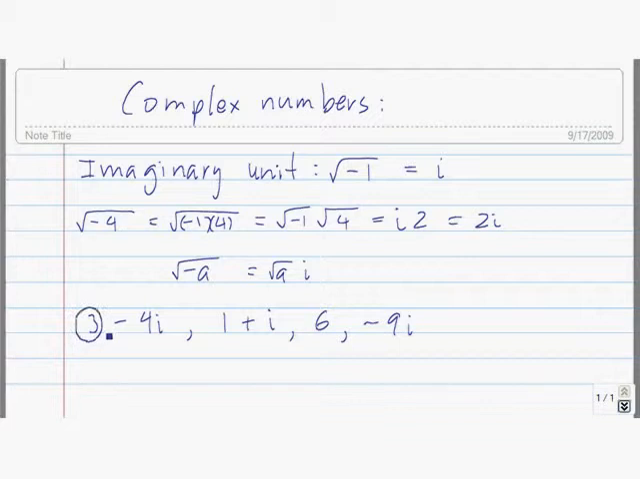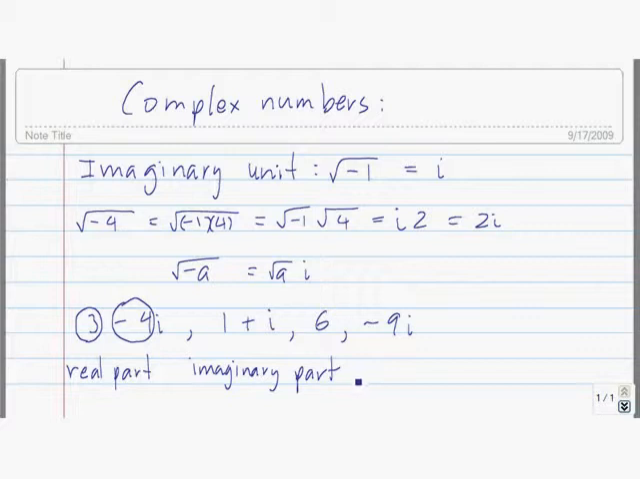The number without the i, in this case 3, is called the real part of the complex number. The other number that's attached to the i is called the imaginary part. Okay, so 3 is the real part of 3 minus 4i, and -4 is the imaginary part. 1 is the real part, 1 is the imaginary part, 6 is the real part, 0 is the imaginary part, 0 is the real part, -9 is the imaginary part.